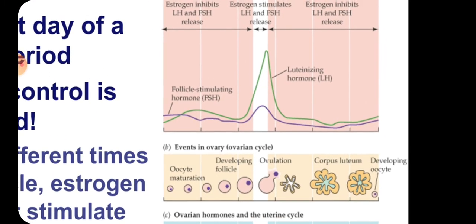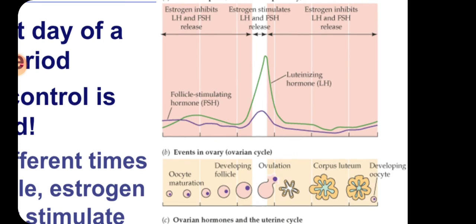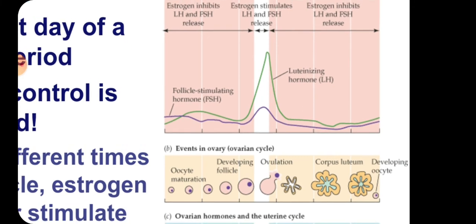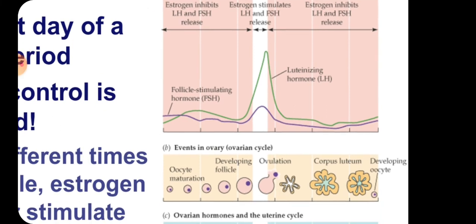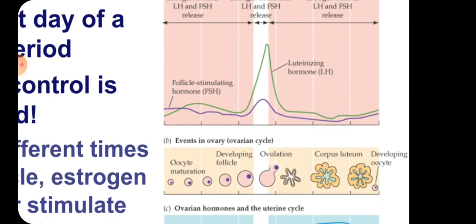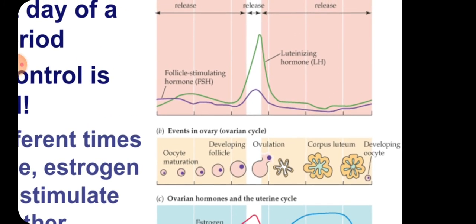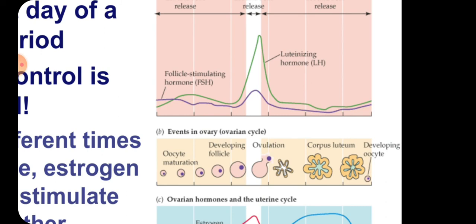You can see the green colored peaks of the hormone, which is luteinizing hormone, and the purple colored is the follicle stimulating hormone. Now, when estrogen inhibits LH and FSH release, you can see the hormone level is very low. It coincides with the oocyte maturation in B and the development of the follicle.